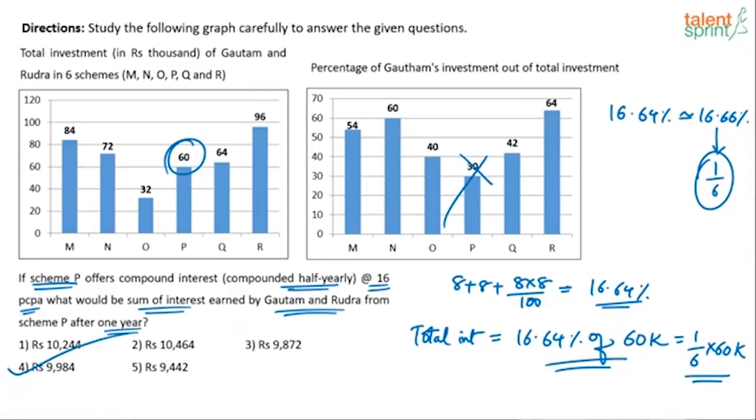You understand the trick? 16.64 is like 16.66, which is 1/6. 1/6 of 60,000 is 10,000. Answer is 10,000. But is it more than 10,000 or less than 10,000? Less than 10,000. Why? Actual value is 16.64. I have approximated as 16.66. Actual value is 16.64, which is less. So answer should also be less than 10,000. Which is the closest and less than 10,000 here? 9,984.